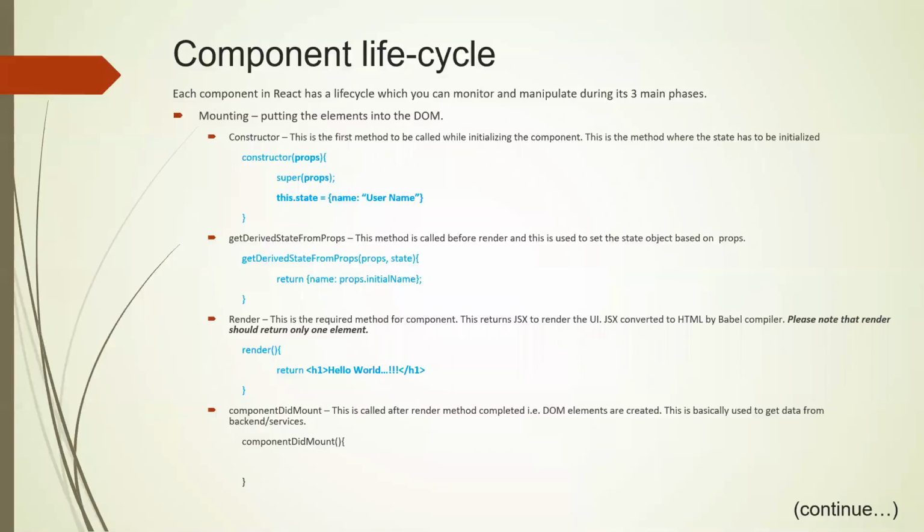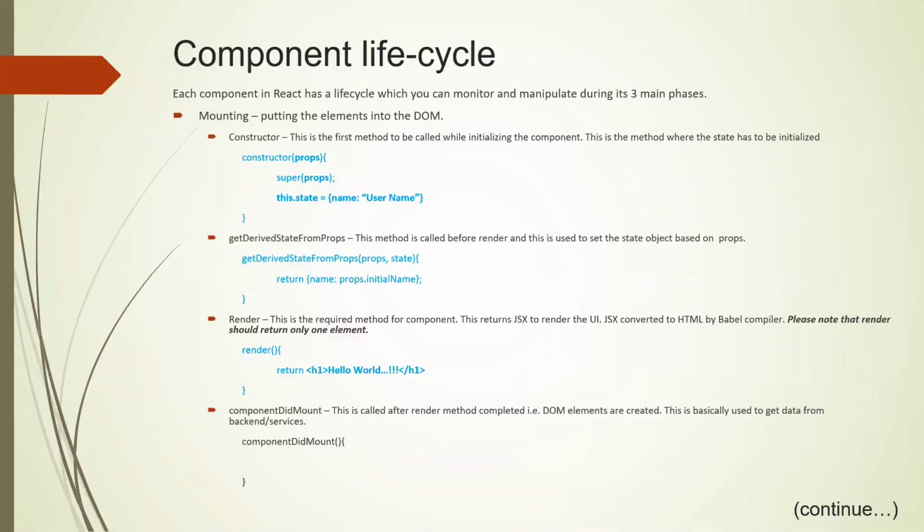Mounting basically happens when a component is being created. When the component is being created, the first method that is called is the constructor, where you have to call the base class constructor by using super. So far we have seen only the constructor and render methods, but there are other lifecycle methods as well.